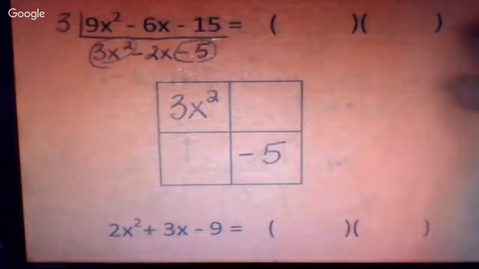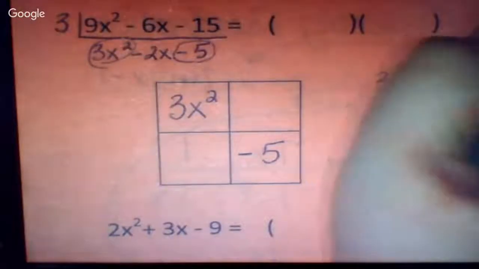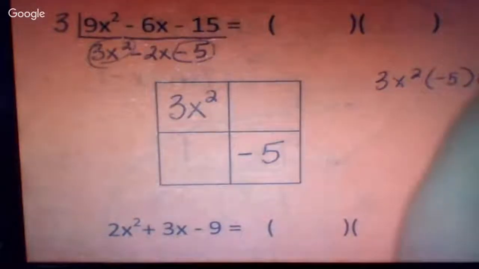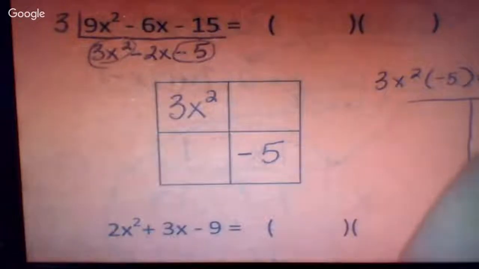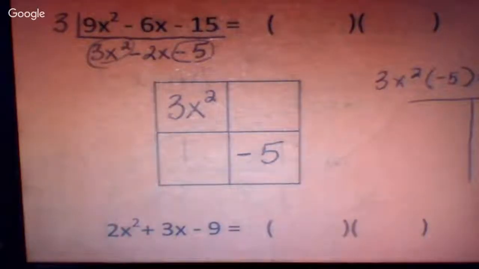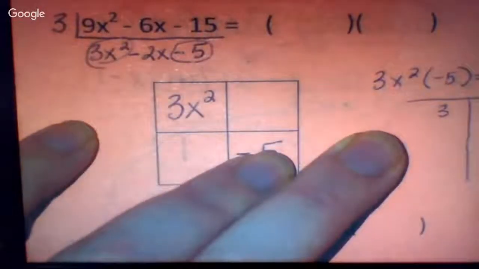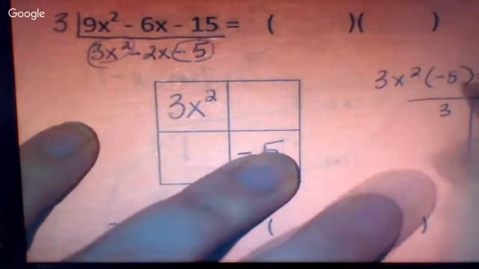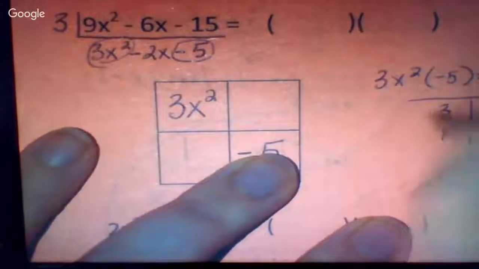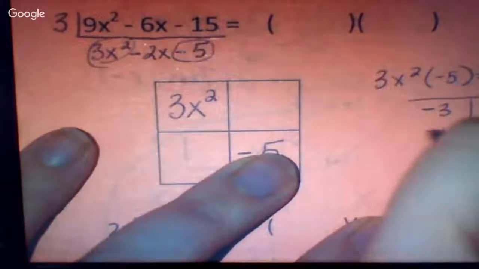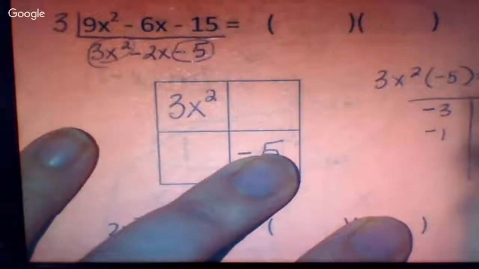Okay, so now I need to multiply these two together. 3x squared times -5 gives me what? -15x squared. Okay, I need numbers that multiply together to give me 15. 3 and 5. You're missing 1. 1 and 15. Okay, so this is negative, which means I can either have -3 +5, -1 +15, or I can reverse it. I can have +3 -5, or +1 -15.